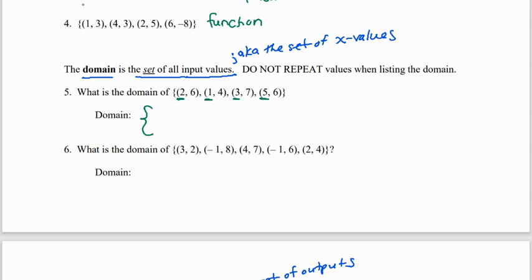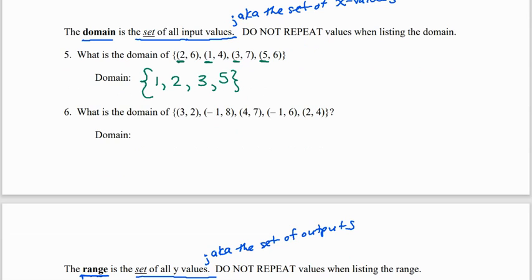So of those underlined x values, what's the smallest number there? 1. So put that first. Then what? Then 2. Then 3. And then 5. Careful, 6 was a y value. So I'm literally listing those x values that I underlined. So my first tip to you is underline the x's, and then we put them in the braces, going from least to greatest, and don't repeat any. If I saw 2 showing up multiple times, just write it once.